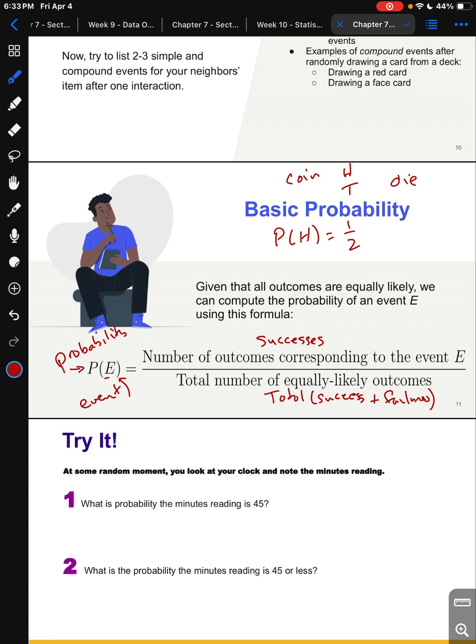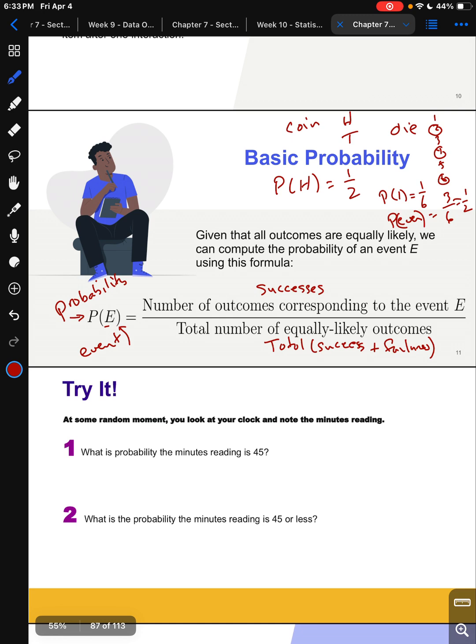If you think about a die, it has 6 numbers, usually 1, 2, 3, 4, 5, 6. So the probability of a 1 would be 1 out of 6. The probability that it's even: there are 3 even numbers, 2, 4, and 6. So the probability that it's even would be 3 out of 6, or 1/2.